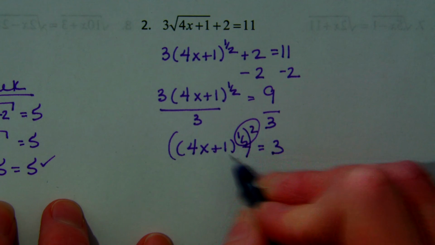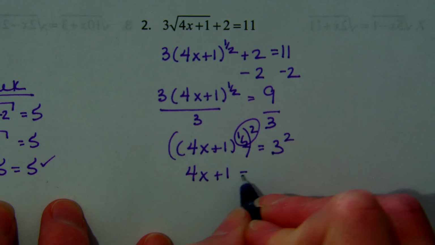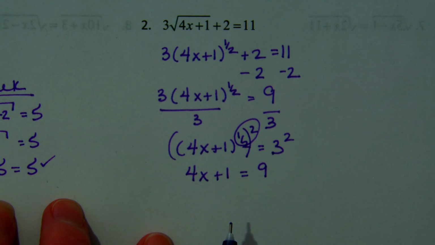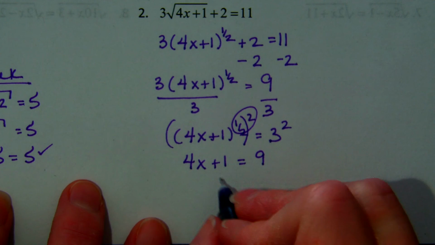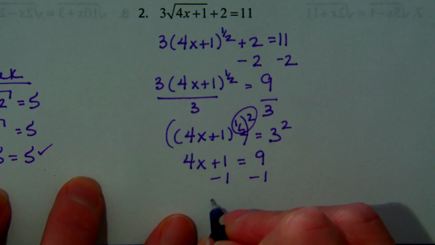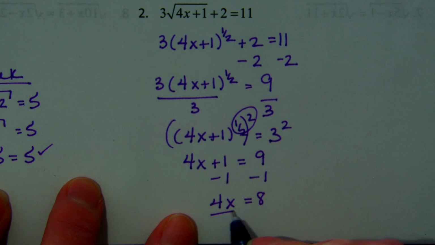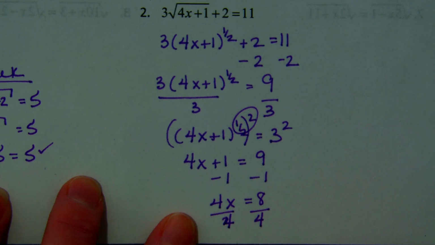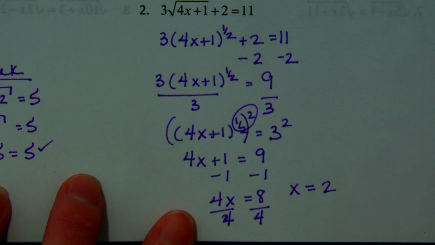Square them, and remember those two exponents cancel out. So I get 4x + 1 is equal to 9. We're not done. X is not alone, and so we still have to solve. We do that by subtracting 1 from both sides. You get 4x is equal to 8, and then divide both sides by 4. And what we get is x is equal to 2.